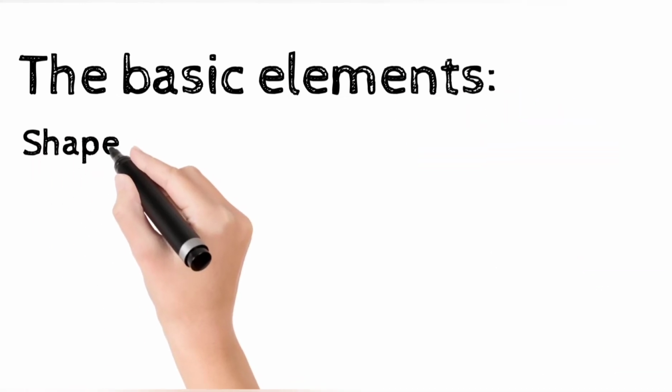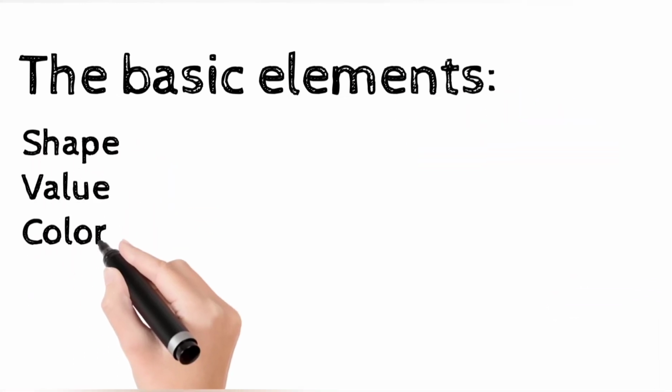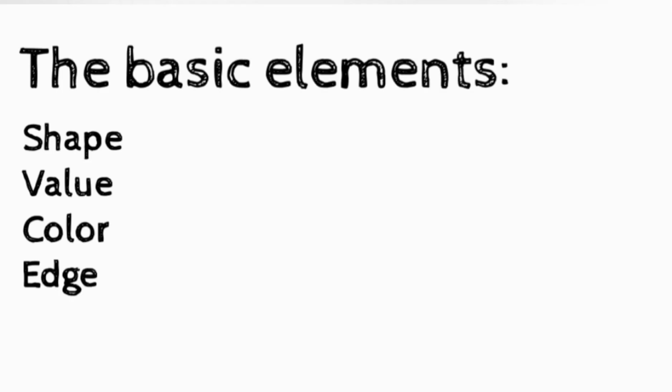Here are the basic elements: shape, value, color, and edge. We can use these elements to show form and depth if we are realist or representational artists. But it really isn't just used to show form and depth. It could be used for anything.